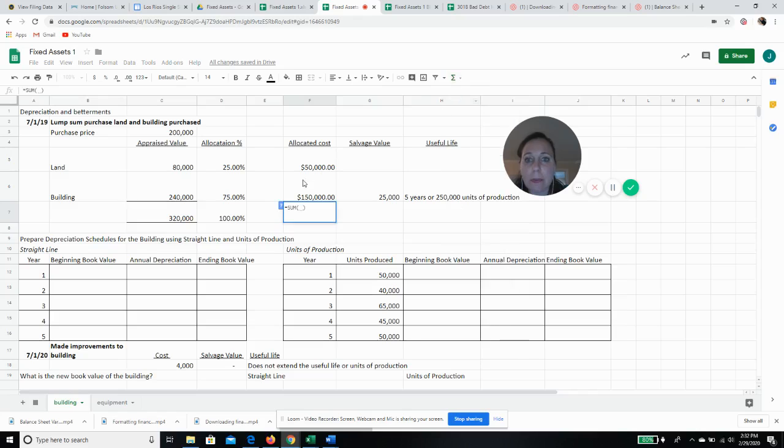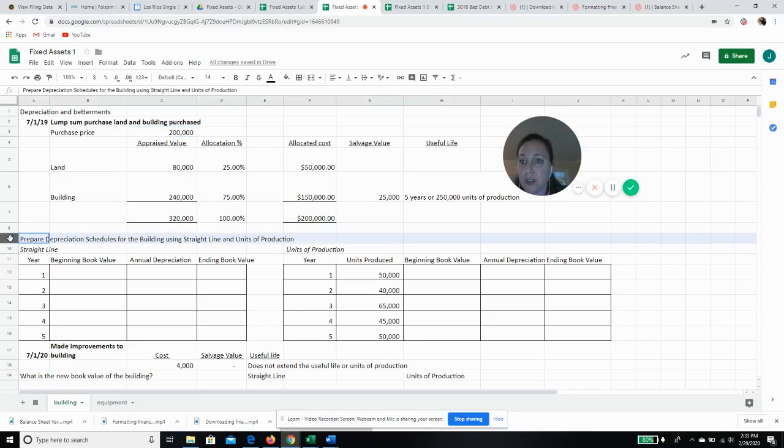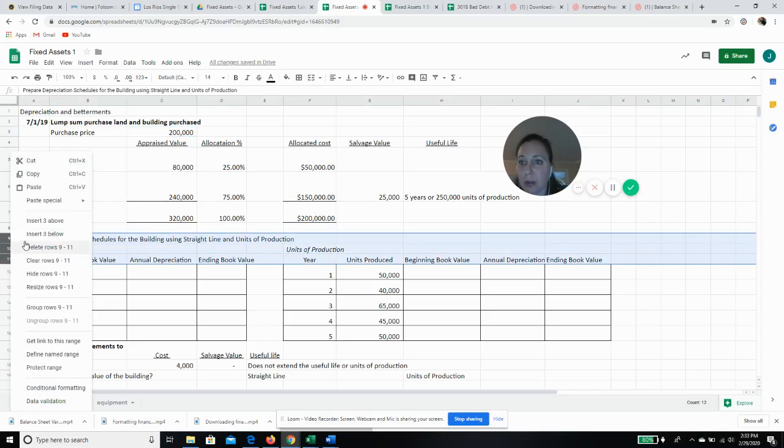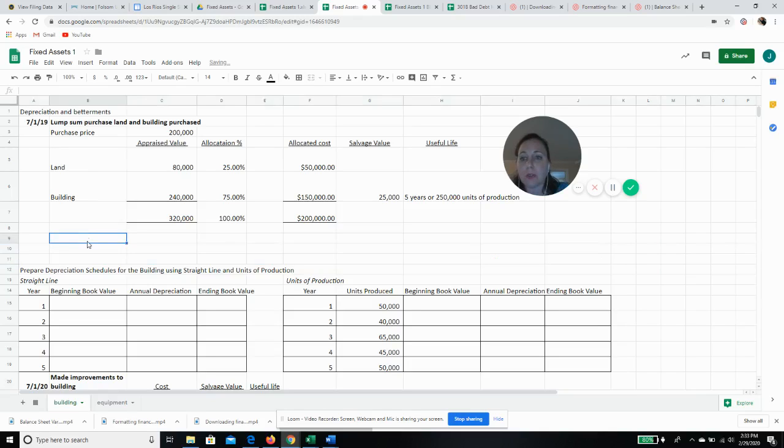I'm going to add these up, and I get 200,000, which matches with my purchase price, which means I've allocated the entire purchase price. So when I go to do the journal entry, and I may as well just add some lines and do it right here, I'm going to debit land for 50,000, and I'm going to debit building for 150,000. And assuming I paid cash, I'm going to credit cash for the entire 200,000.